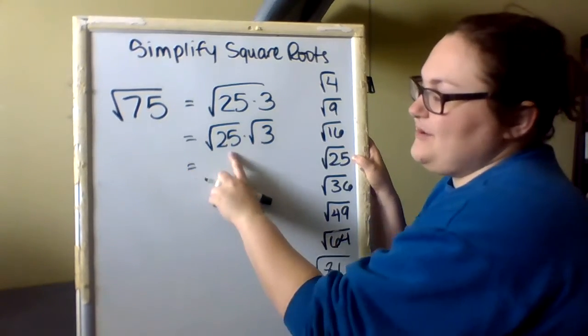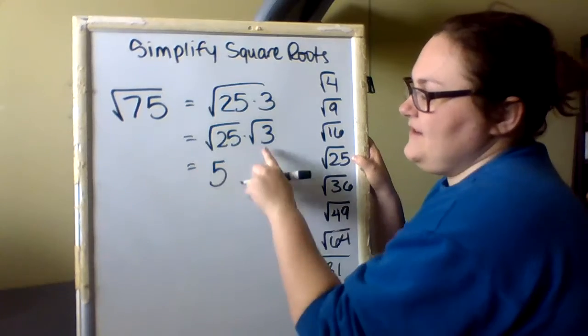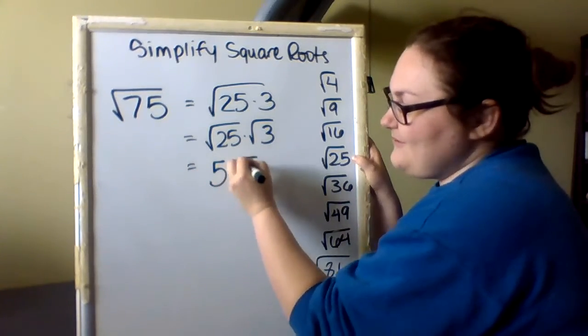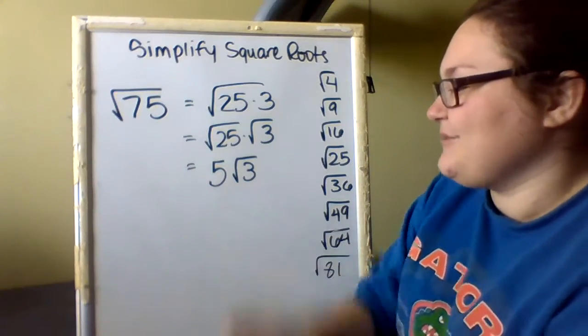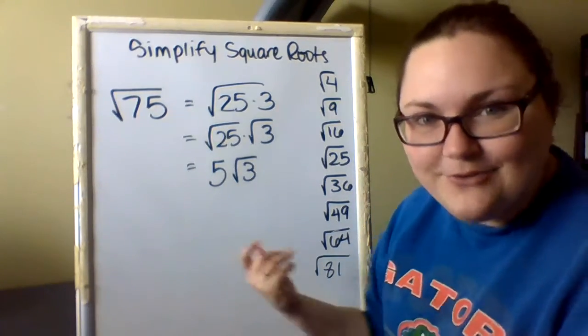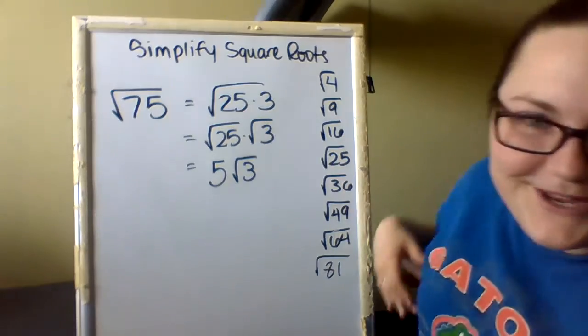And then we could say the square root of 25, well, that's 5. Square root of 3, there is no square root of 3. I mean, there is, but it's a decimal. So we'll keep it as square root of 3. And there's your answer. So quick. Only so quick, though, if you know your multiplication.